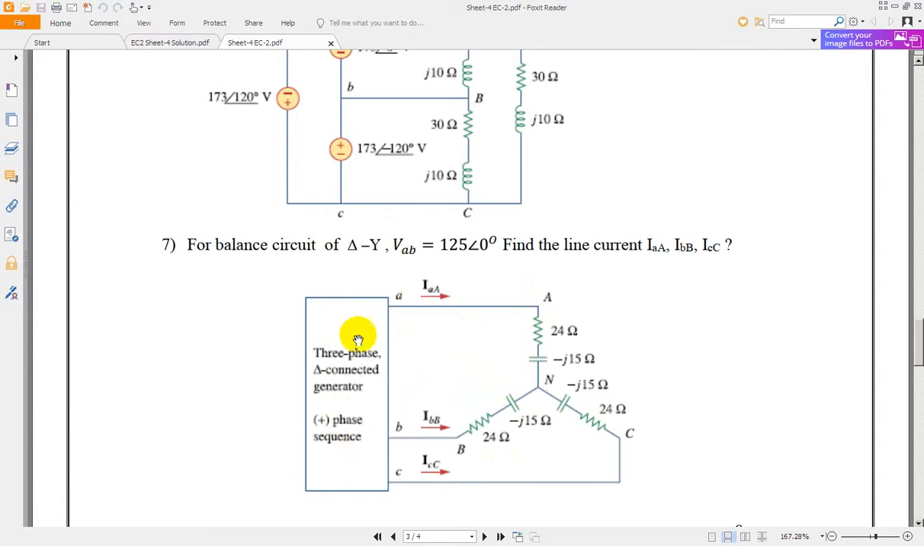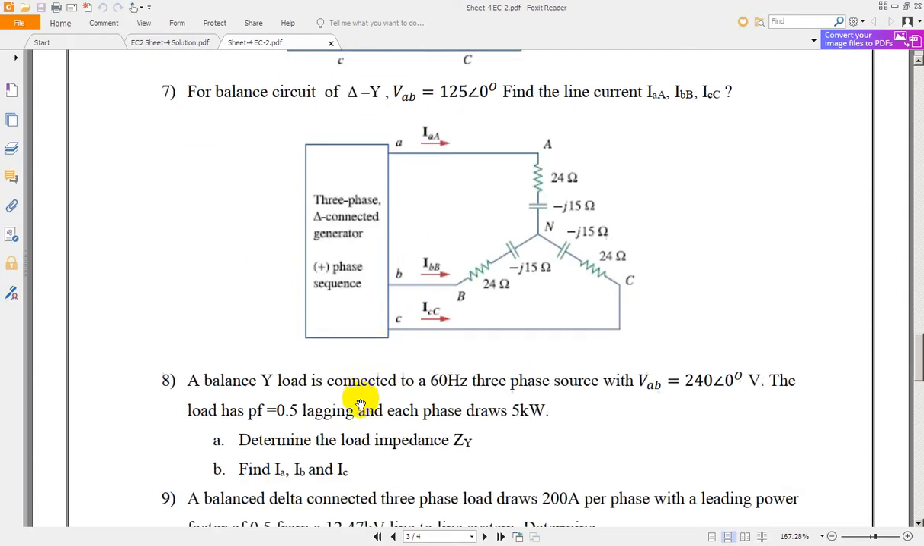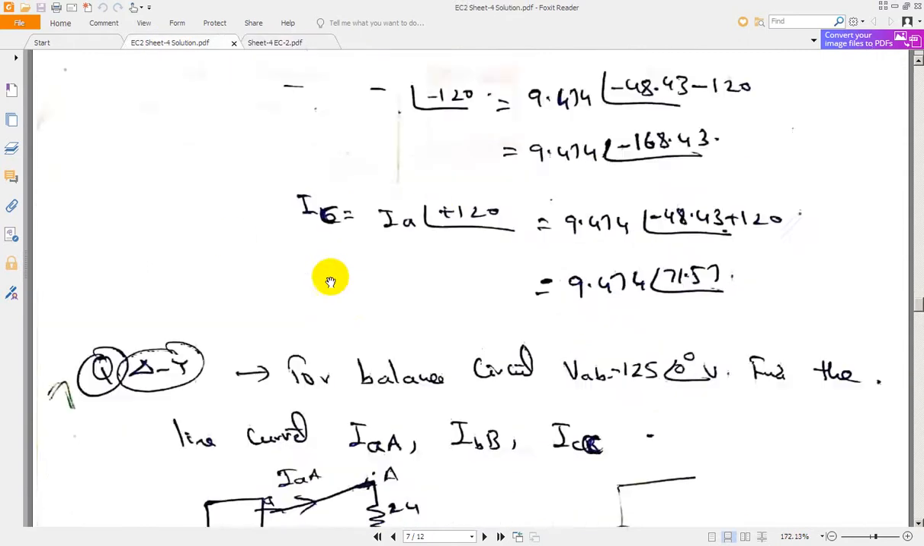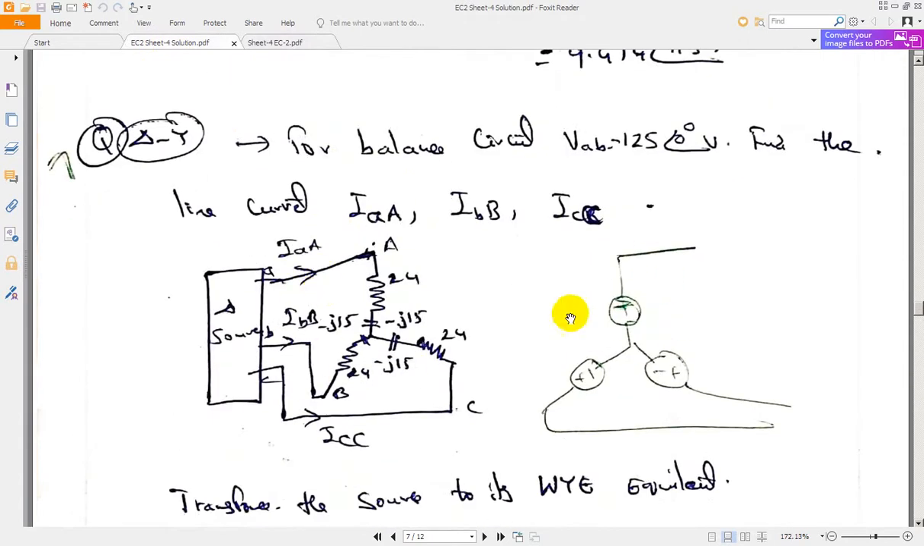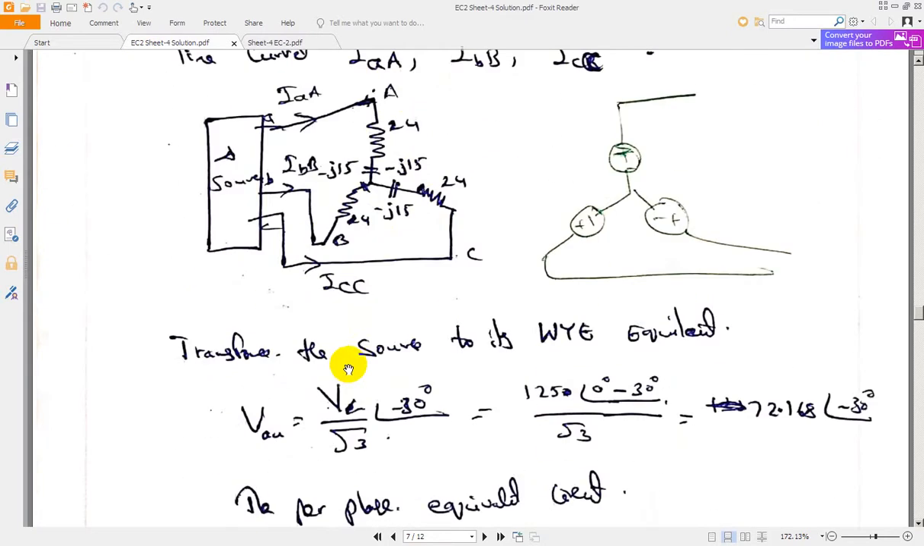Balanced means if VAB is at 120, similarly it will be a positive sequence. Next will be plus 120 and then minus 120. Now if you go into the circuit solution, this is the circuit, and this is in delta form. It can be converted to the star form, and then we will have this load circuit, which is already in the star or Y connection.